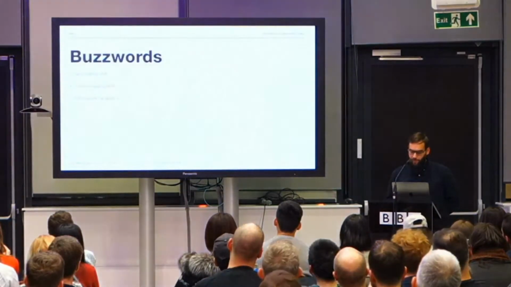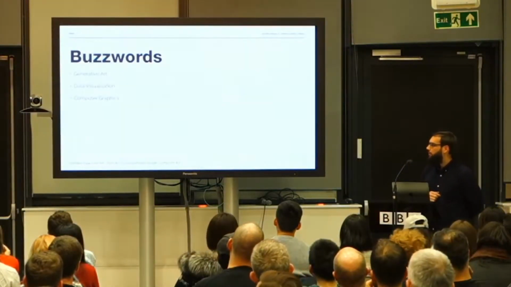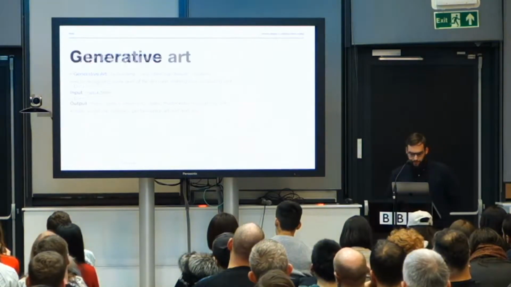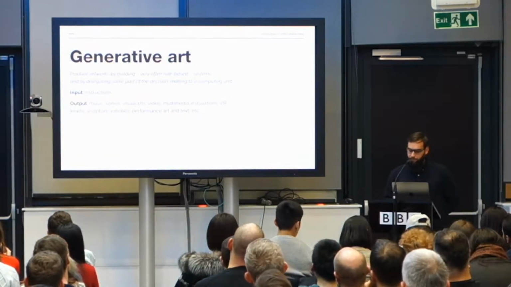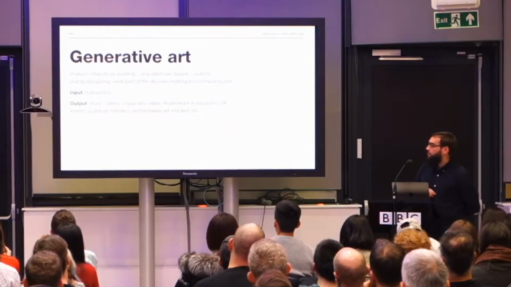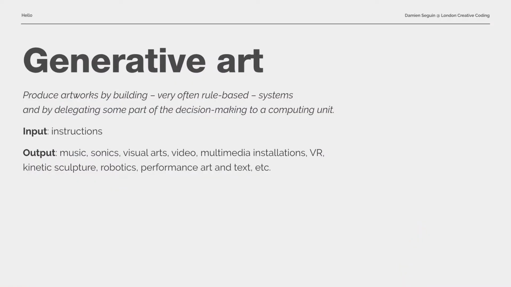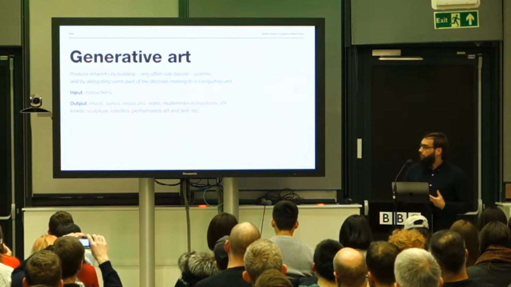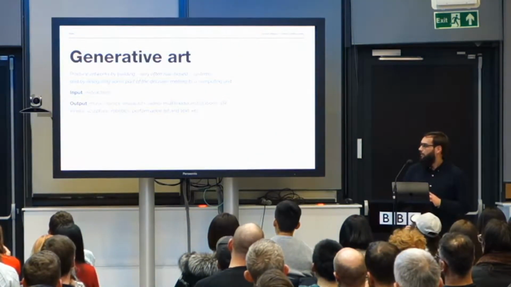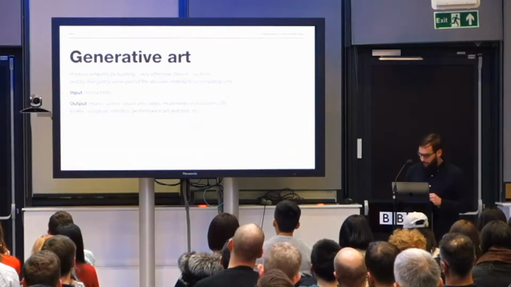If I have to put some labels on what my interests are: generative art, data visualization, computer graphics, and all the kind of related topics that revolve around that. Generative art, quick definition: produce artworks by building very often a rule-based system and by delegating some part of the decision-making to a computing unit. I'm going to try to use this input-output analogy quite a lot, where for generative art, we have instructions as input and output. We tend to forget sometimes, but we can have a lot of different things, music, sculpture, anything.